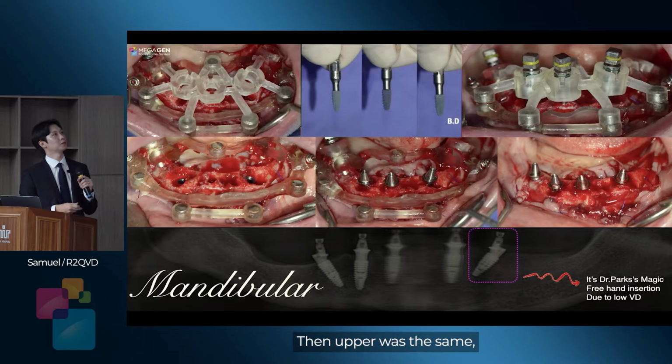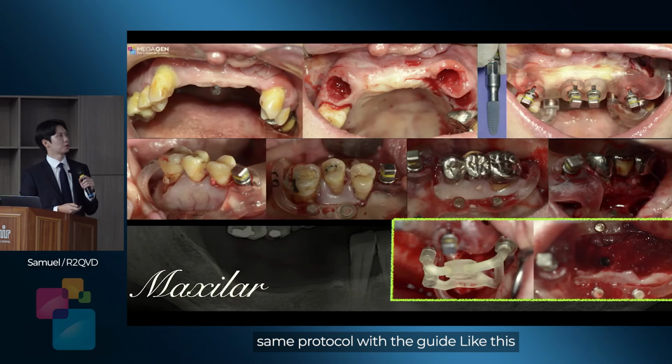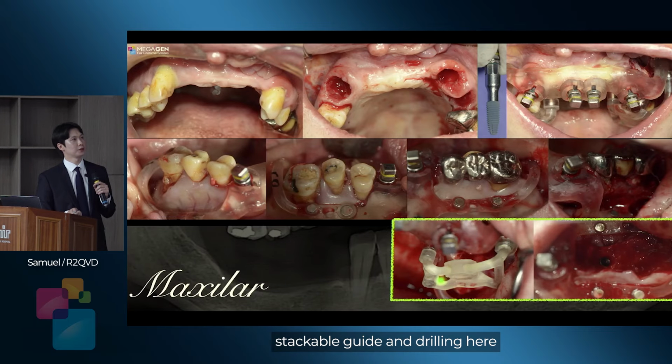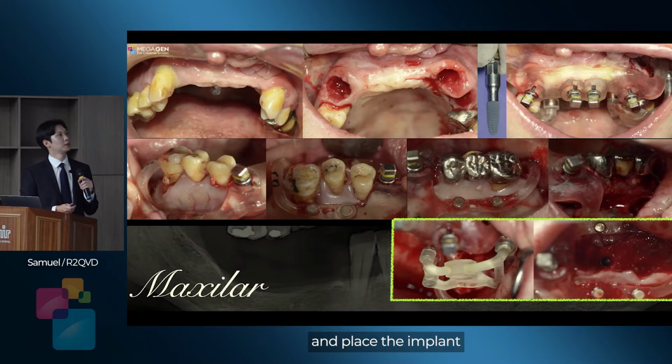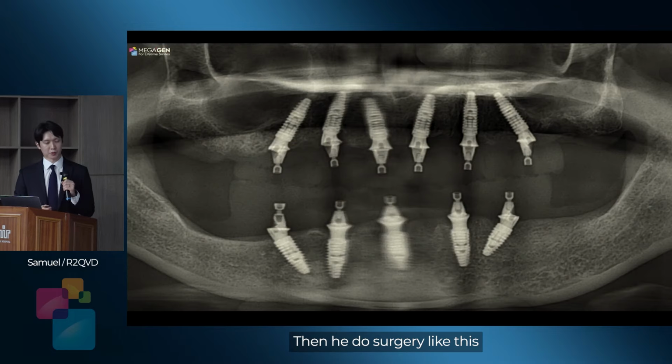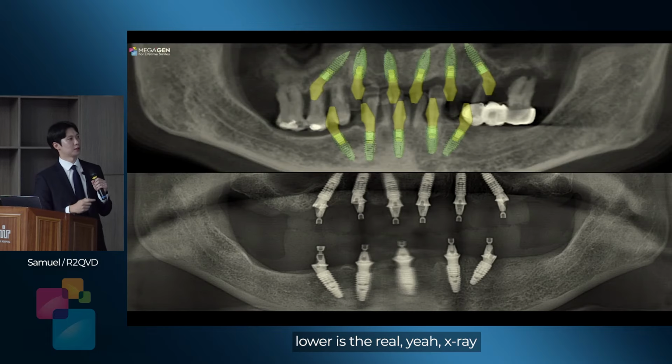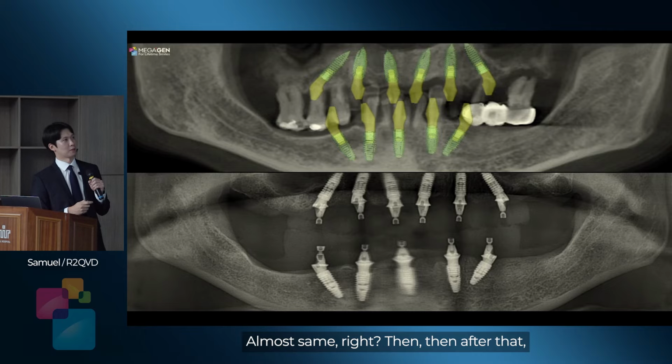Then the upper also uses the same protocol with the guide, like this. Yes, here, extract the tooth, change to the stackable guide, drill here, and place the implant. Then he did the surgery like this. So the upper is planning, the lower is the real one, X-ray, almost the same, right?